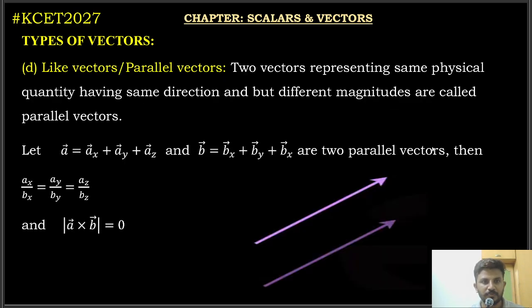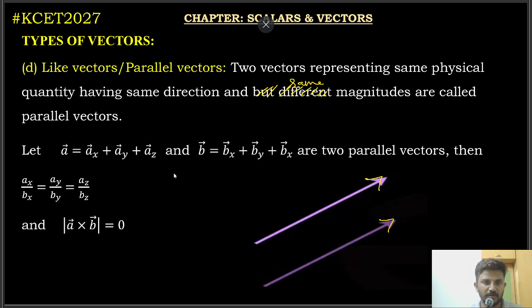Next we have like vectors or parallel vectors. As the diagram represents, they will have the same direction. Okay, they're called like vectors. Two vectors representing the same physical quantity having the same direction but different magnitude. Different magnitude is not required. Same magnitude also you can consider. Same direction vectors are called parallel vectors or like vectors.